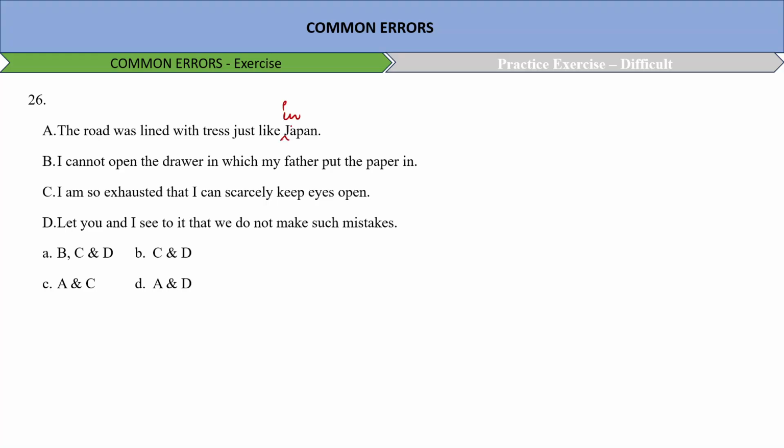Correct. Whereas I cannot open the drawer in which my father put the paper in. I'm so exhausted that I can scarcely keep eyes open. Let you and I see it that we do not make such mistakes is appropriate. And hence option A is the correct answer. Next question.